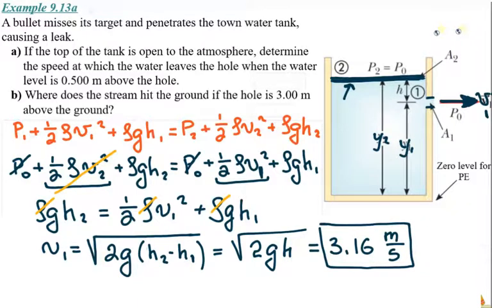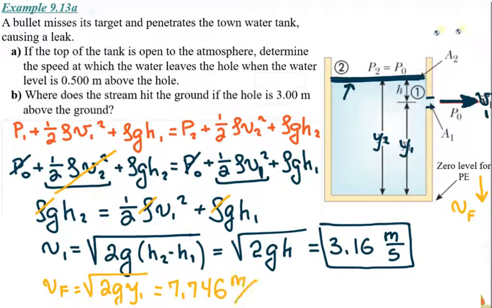And the time to fall, let's do maybe in a different color. So it will land at the velocity v final. To calculate v final, I have the square root of 2g times y1, and that will give me the velocity of 7.746 meters per second, and this is when the hole is 3 meters above the ground.